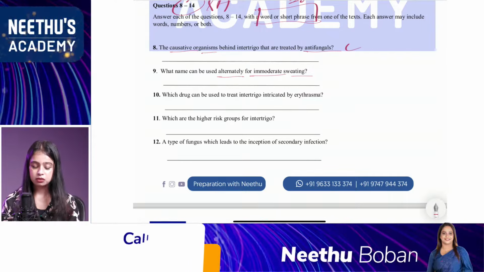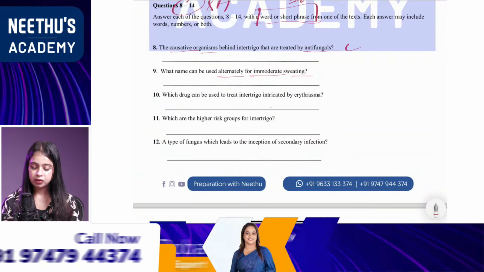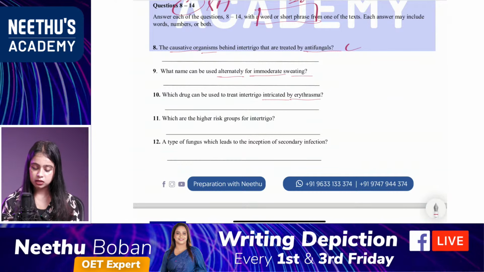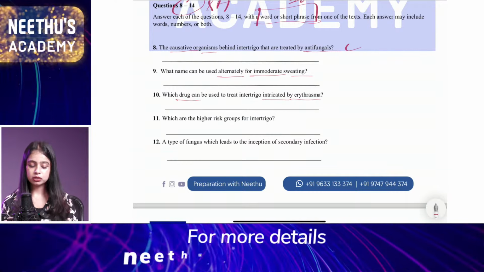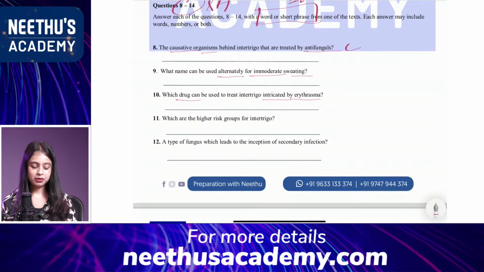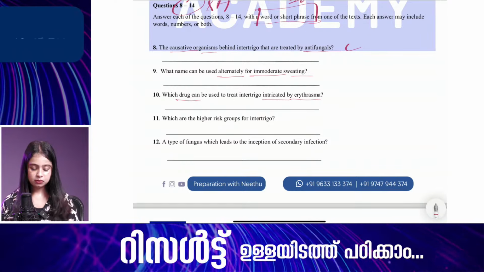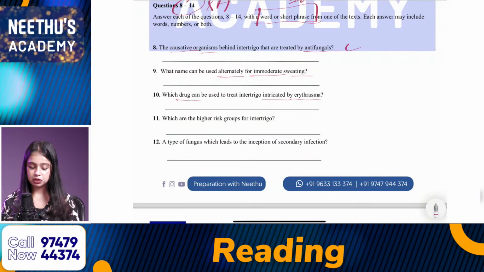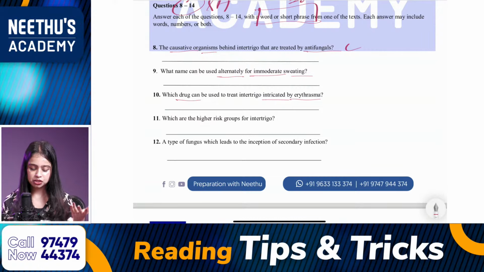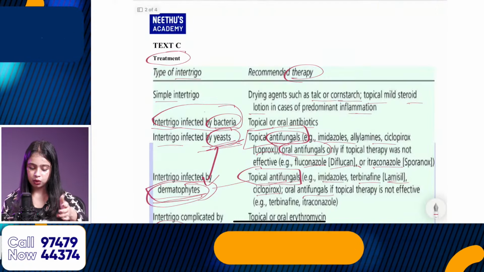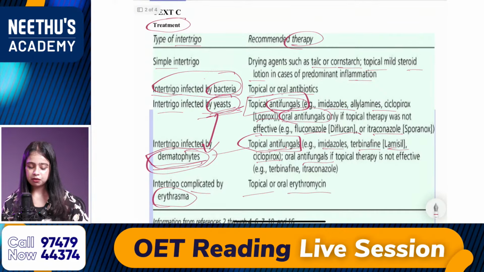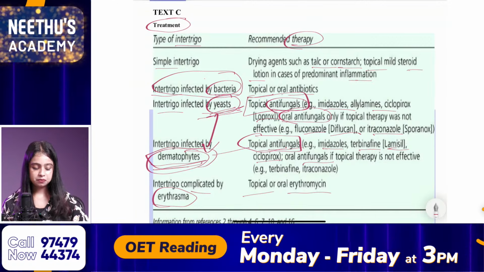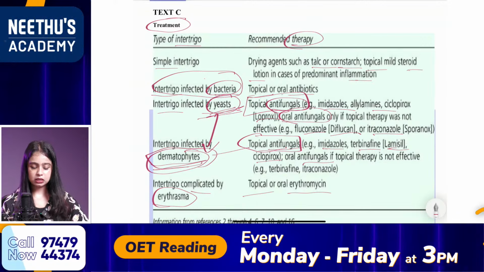Which drug can be used to treat intertrigo complicated by erythema? So, erythema, complicated, drug. What drug? Okay, so which drug? Any idea? What drug are we using for that? What is the name of the drug? So drugs mentioned in text C, no doubt. And from text C, identify your answer. Which drug is mentioned? Any idea? For erythema, yes.